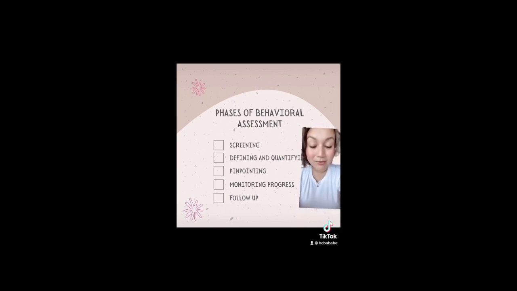During the pinpointing phase, we would be describing those very specific behaviors and setting criteria to work towards that ultimate goal of, for example, increasing hygiene skills and independence. All right, so then we would monitor those specific behaviors that we came up with during the pinpointing phase. We would get some really good data, and then we would follow up and describe all of the information that we've gathered during our assessment and make a recommendation.